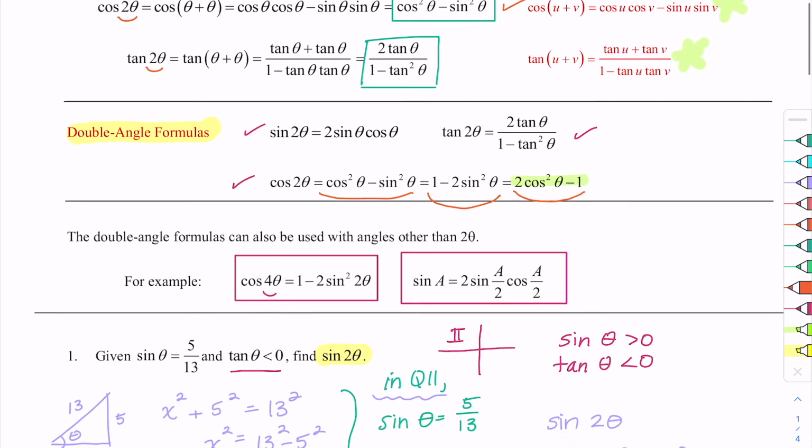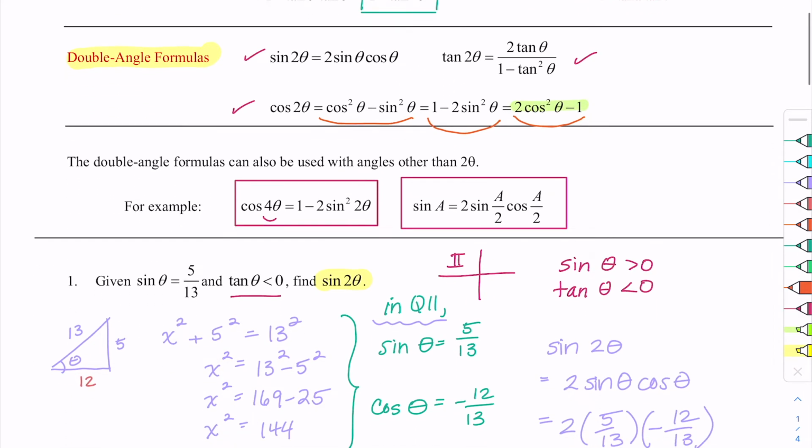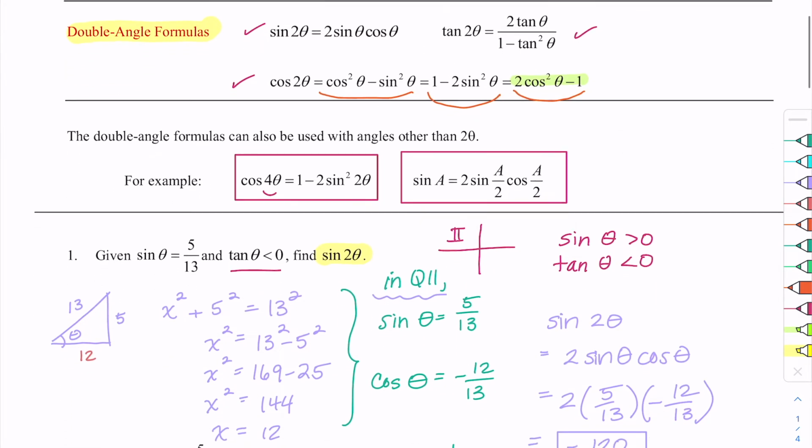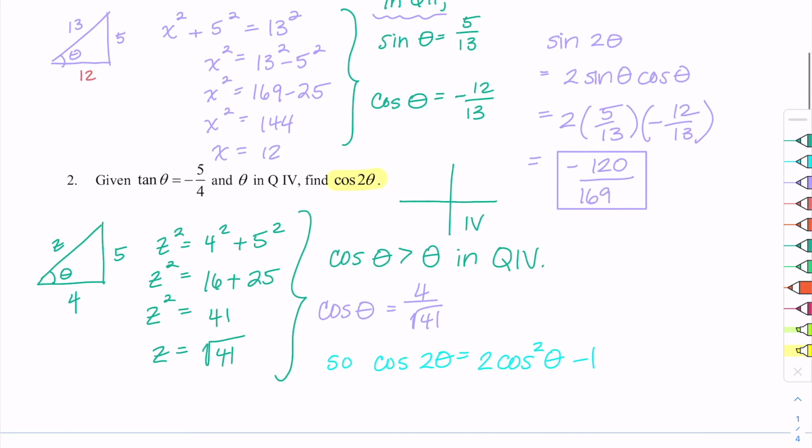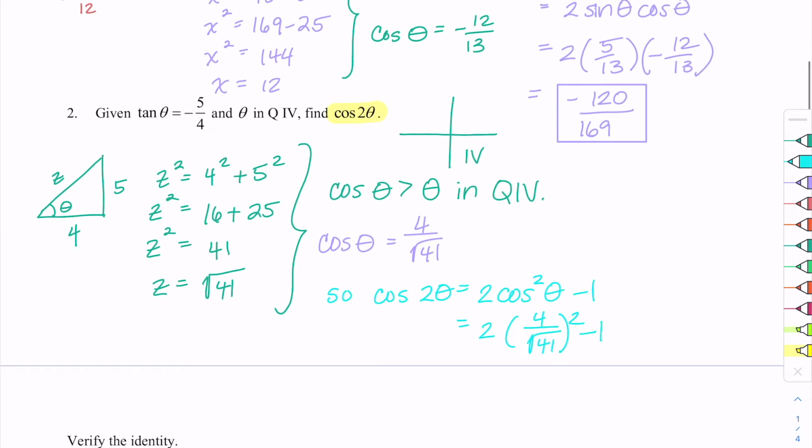So since we've just found the cosine of theta, we can say that the cosine of 2 theta is 2 cosine squared theta minus 1. And that's equal to 2 multiplied by 4 over root 41 squared minus 1.